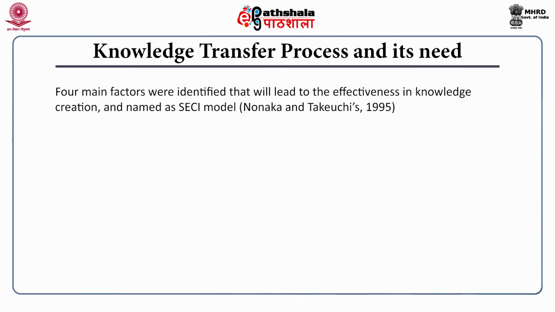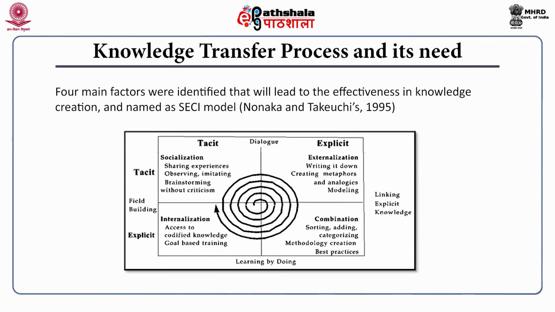Four main factors were identified that will lead to effectiveness in knowledge creation and named as SECI model, standing for socialization, externalization, combination and internalization. This figure clearly explains the concept of tacit and explicit knowledge and how it operates among people. The model describes both the process of knowledge creation and knowledge transfer.